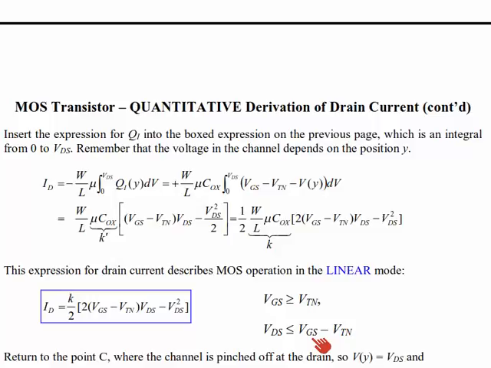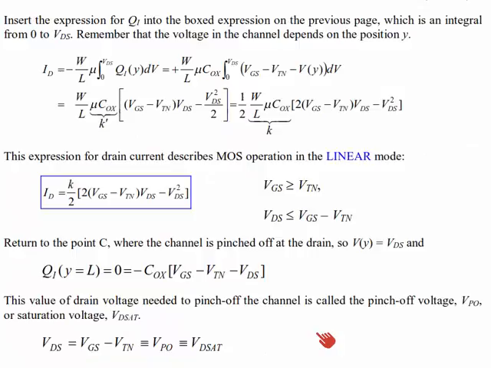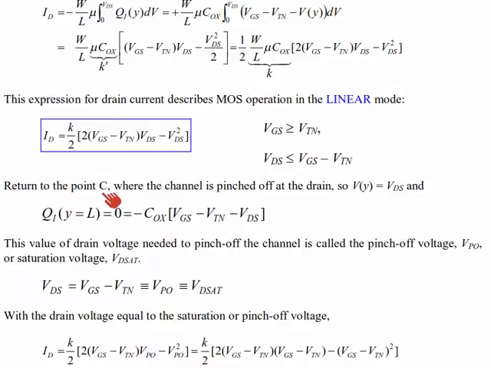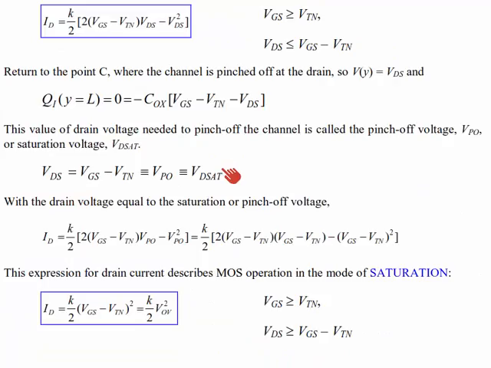But what happens if we operate the transistor right at point C, where the channel pinches off, where the channel potential equals VDS, which we can plug into the inversion charge equation, to get Cox (VGS - VTN - VDS). And we could plug VDS equal to VGS - VTN into the linear mode equation. Either way, you can calculate it.